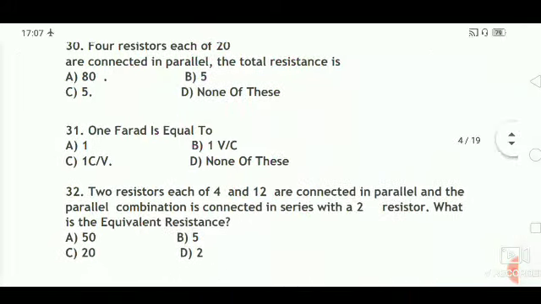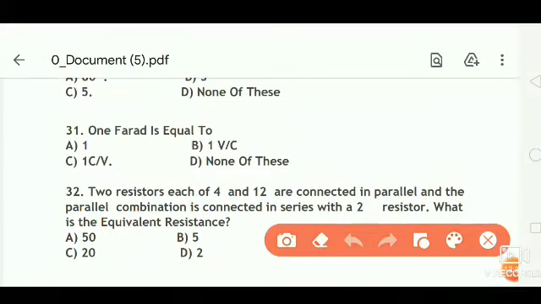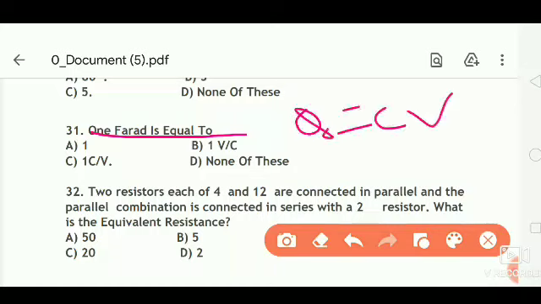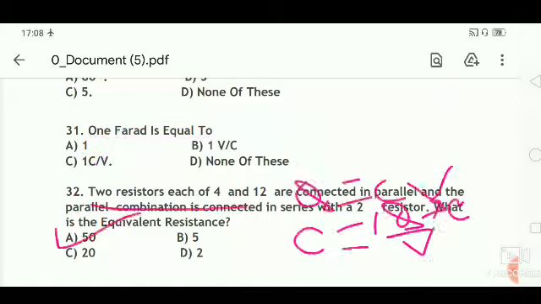The next question is: 1 farad is equal to? Options: A 1 volt per coulomb, B 1 coulomb per volt, and D none. We know Q equal to CV for the capacitor. Farad is the unit of capacitance, so C equal to Q by V. So 1 farad equals 1 coulomb by volt, where Q is the unit of coulomb.